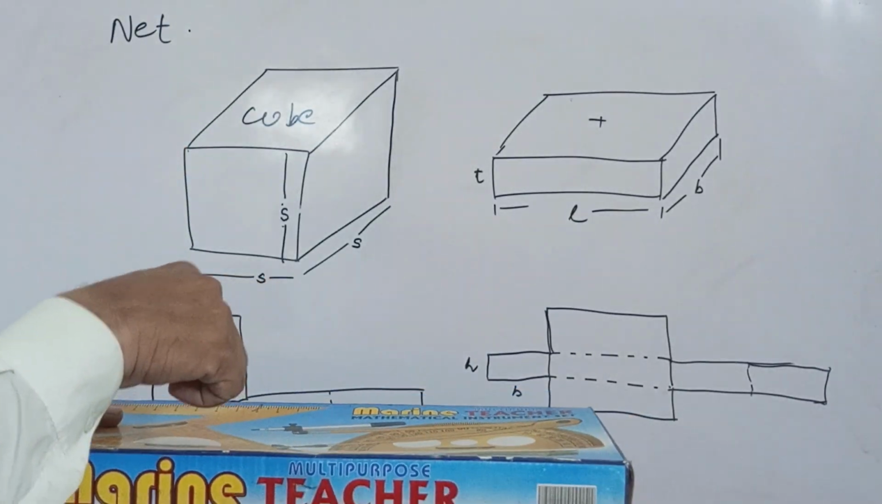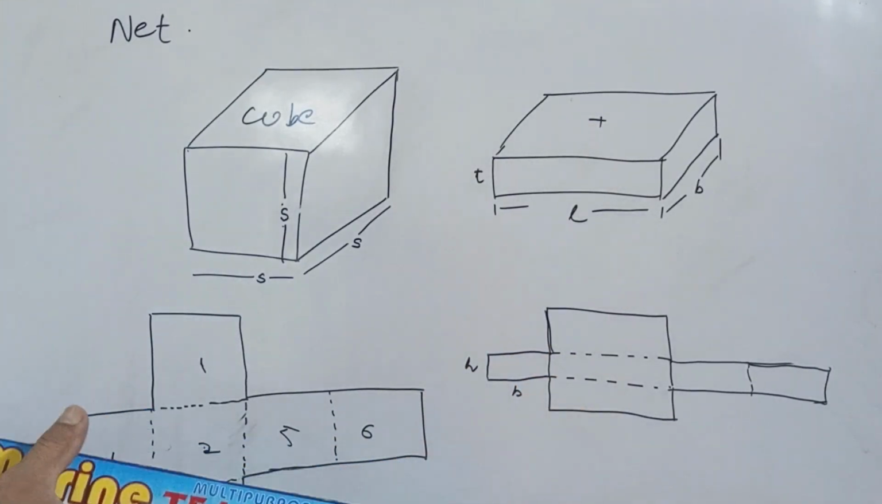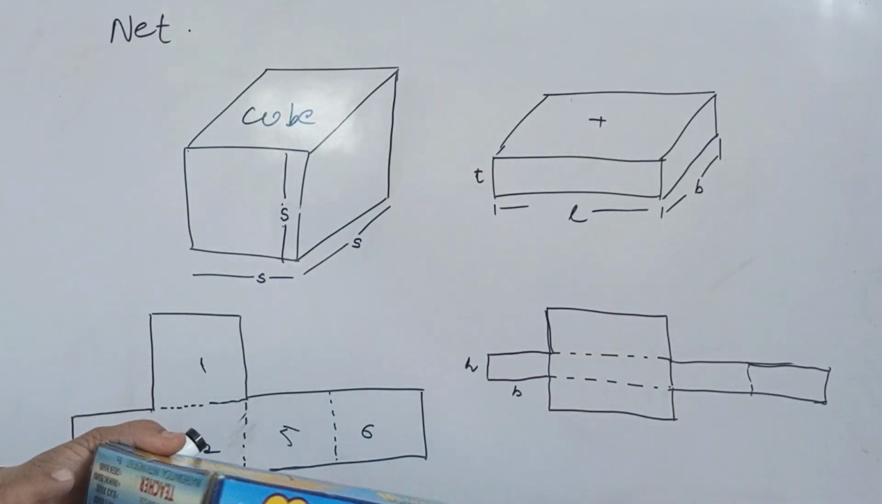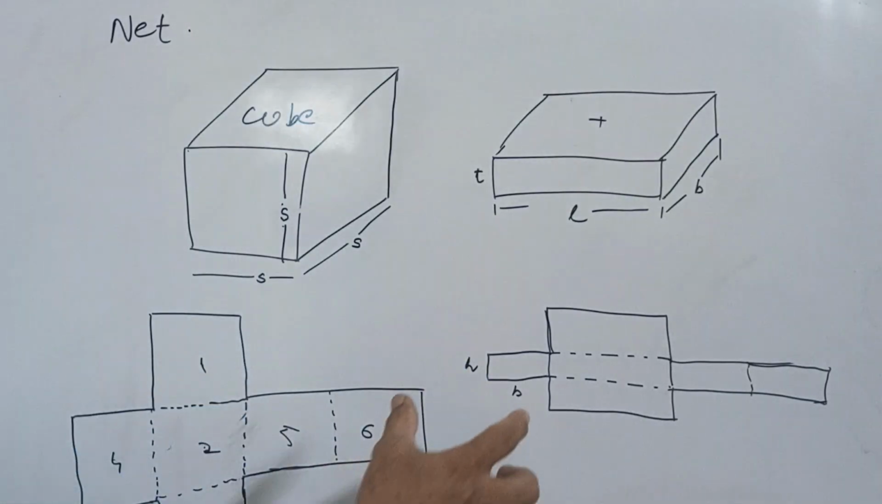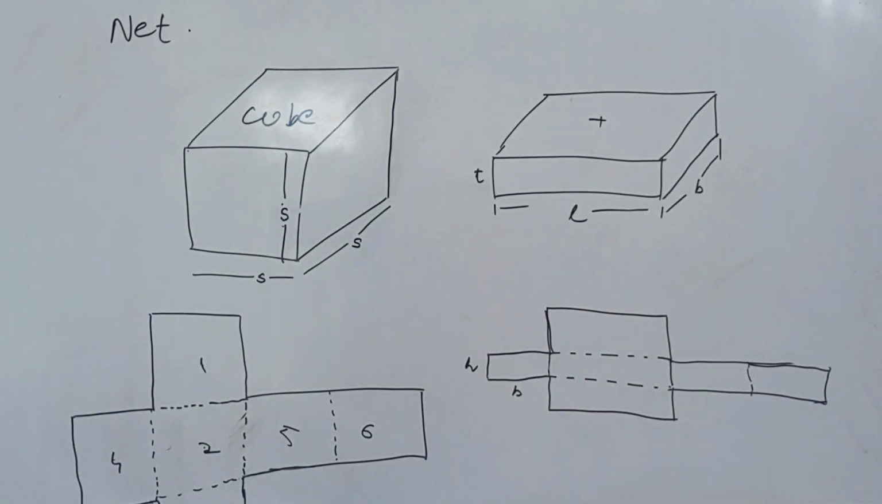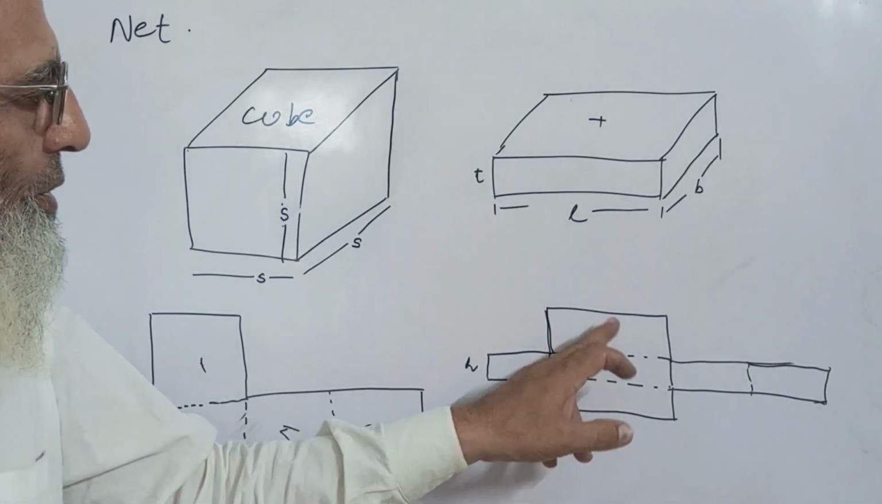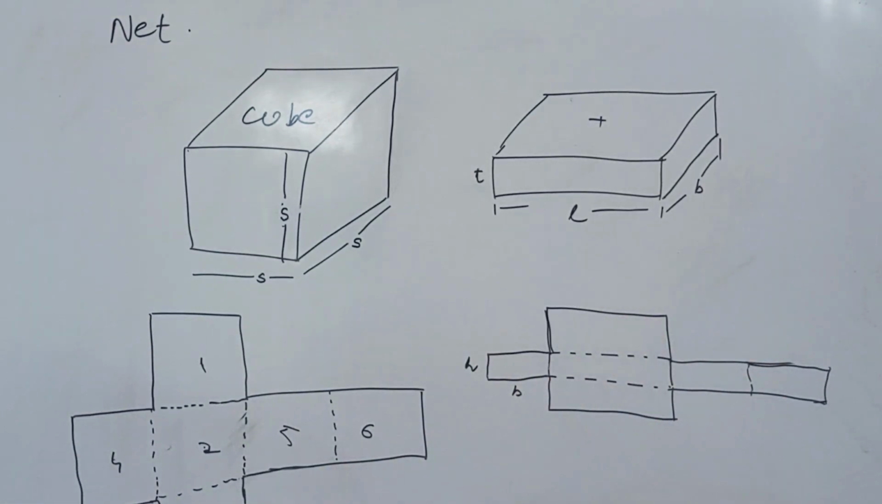How many faces have I shown? 1, 2, 3. Now 3 faces on the sides. One with the shorter side. This one is here, and this one is here, and this one is here. Okay. Now we have drawn 6 faces out of it: 1, 2, 3, 4, 5, 6. Okay. Now this is the cuboid.